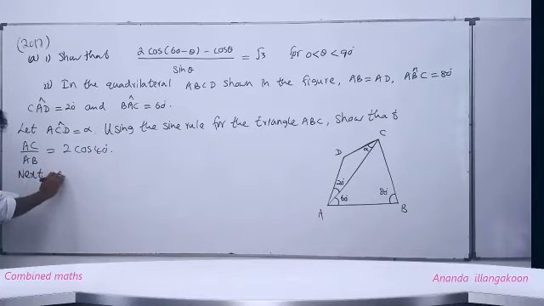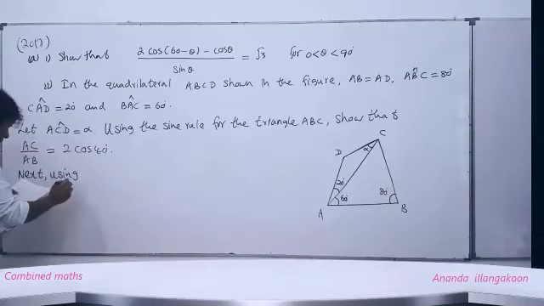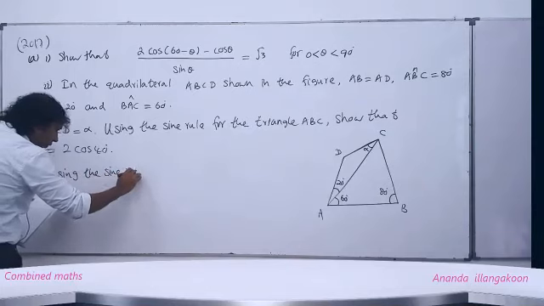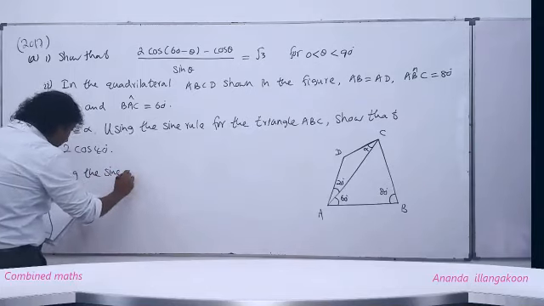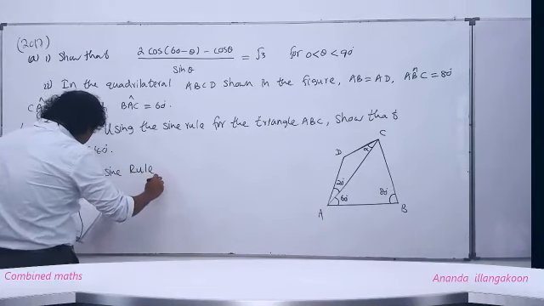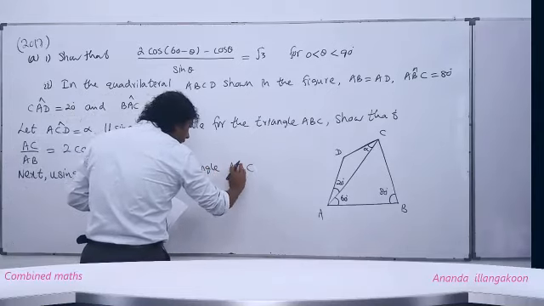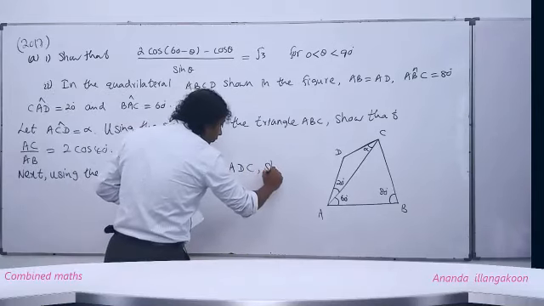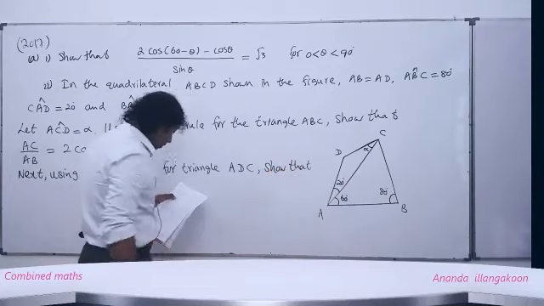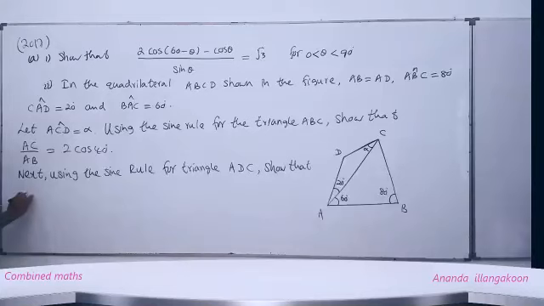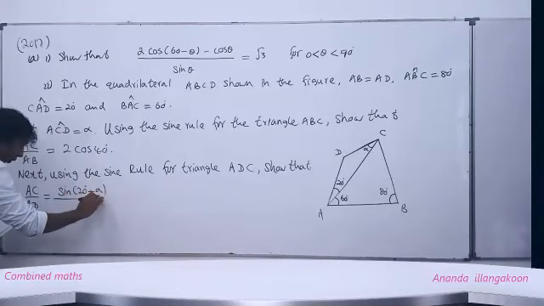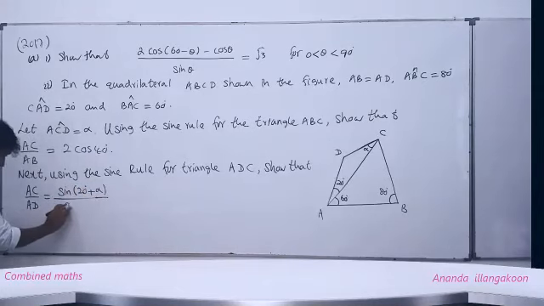Next, using the sine rule for triangle ADC, show that AC by AD equals sine(20 plus alpha) divided by sine alpha. Next one, people.